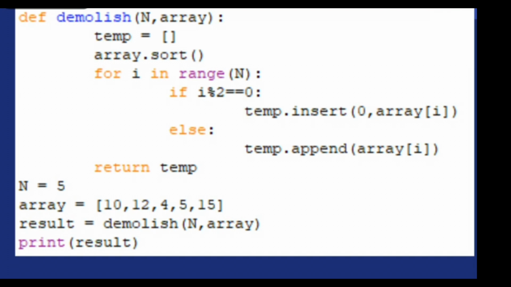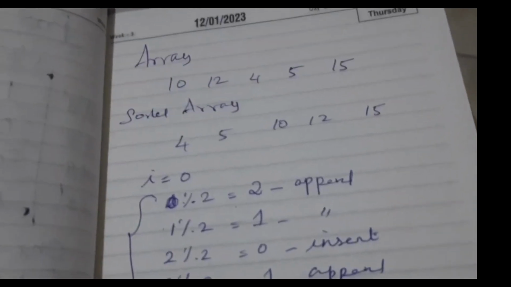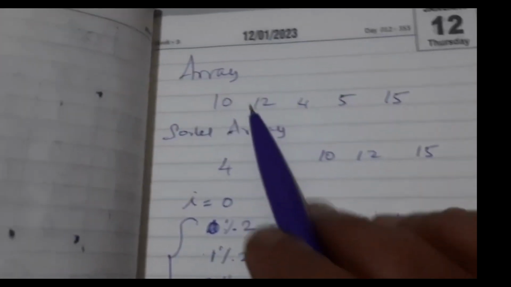Print a result. So we are giving the input, the size of the array and the elements of the array, and we are calling the function demolish to get the result and printing the result on the screen. So this is how the logic works. Let us see how the process goes. Okay, now let us start working with the problem.